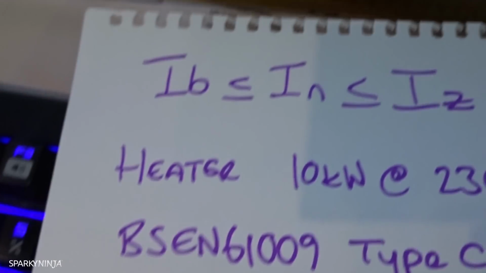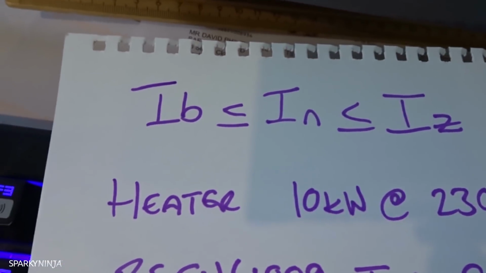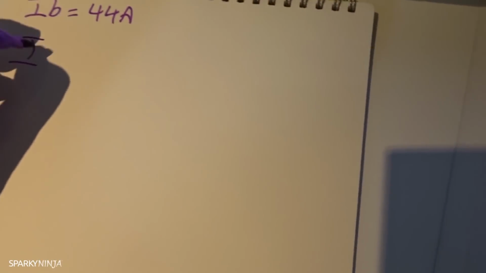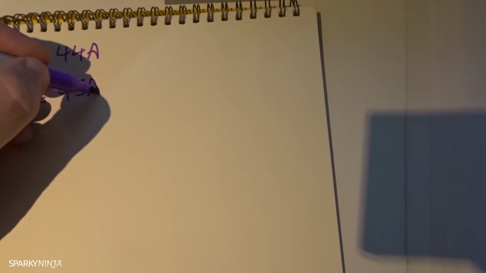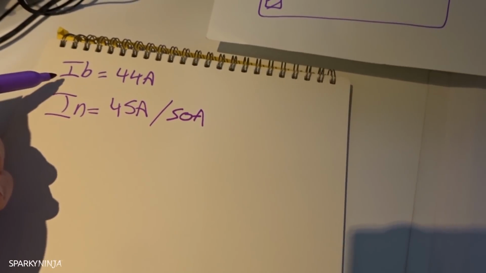Okay, now remember coordination. Our IN, which is the nominal rating of the protected device, must be greater or equal to IB. So the next protective device rating above 44, well, I actually know that you can get a 45. For some magnets, depending on your manufacturer, you may only be able to get 50. Depends on who you're using, really. But that's coordination. 44, design current, 45.